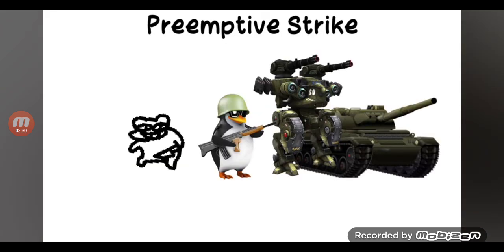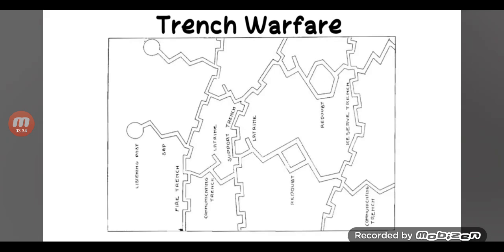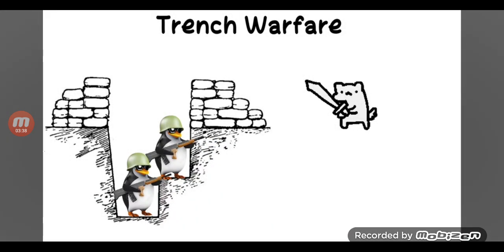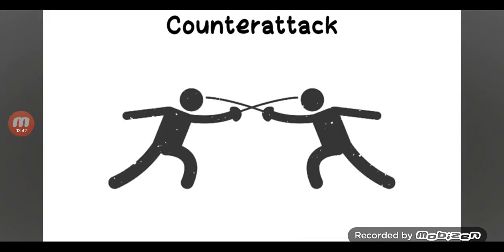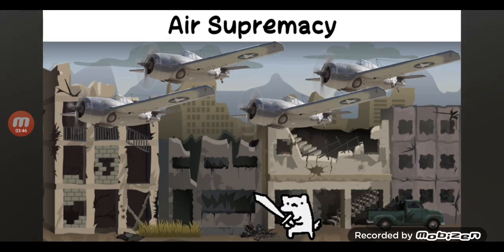Preemptive strike, attacking an enemy before they can launch their own offensive. Trench warfare, a static, defensive form of warfare involving extensive trench systems, typical of World War I. Counterattack, launching an attack in response to the enemy's assault. Air supremacy, establishing control of the skies to dominate ground operations.